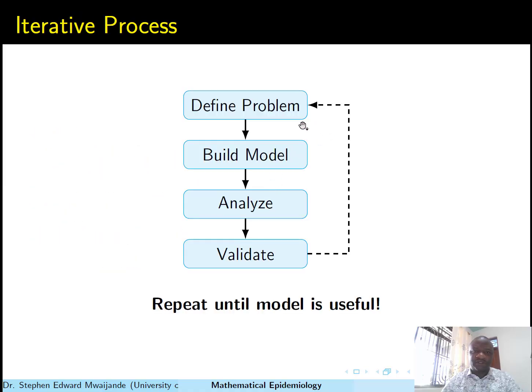As an iterative process, the flowchart goes like this. We define the problem, we build a model, we analyze the model, we validate the model. If we are not satisfied with the validation, we go back to the original problem and restart the process. This repeats until the model is useful.